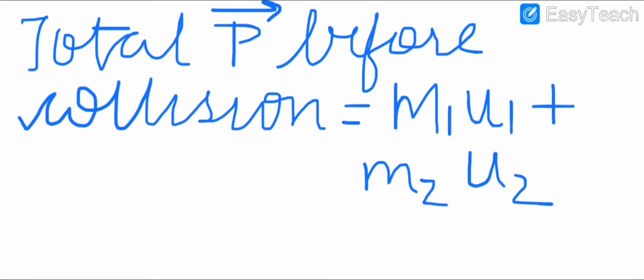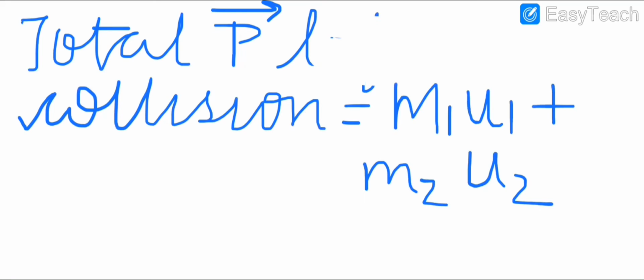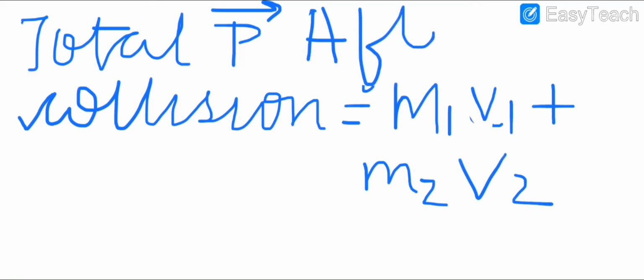Similarly, you are going to write the total momentum after collision. In place of before, you simply write after collision. And u1 की जगह क्या हो जाएगा? v1. u2 की जगह it will be v2. See? v1 and v2. Simple. After collision, m1 v1 plus m2 v2.